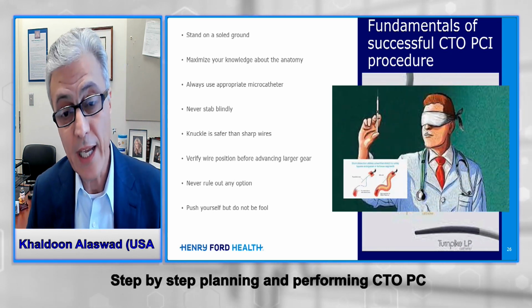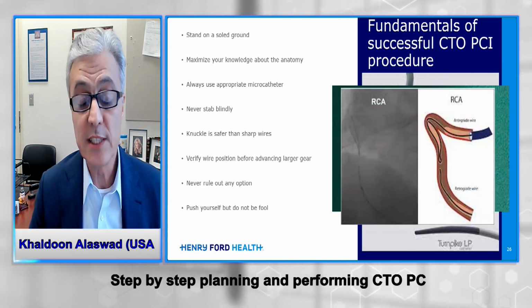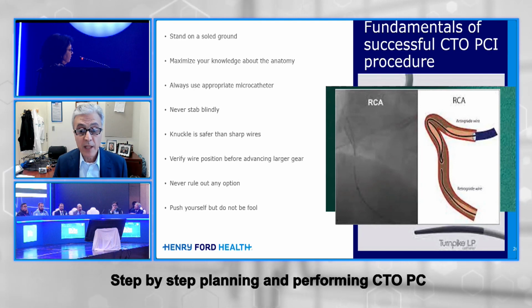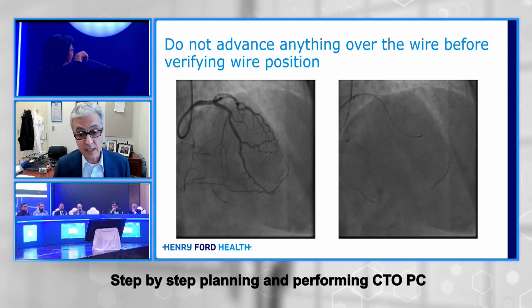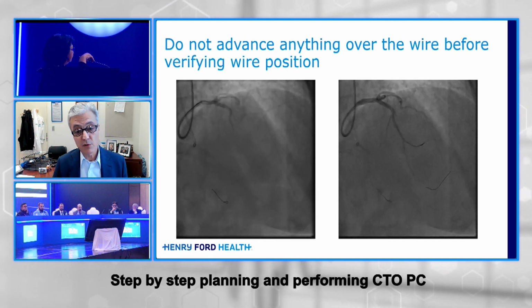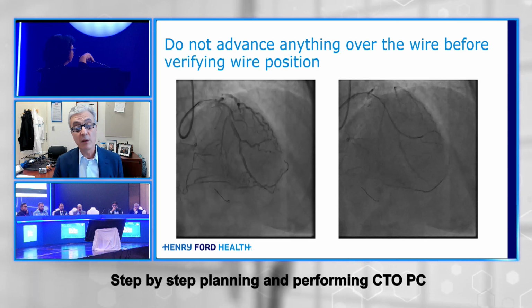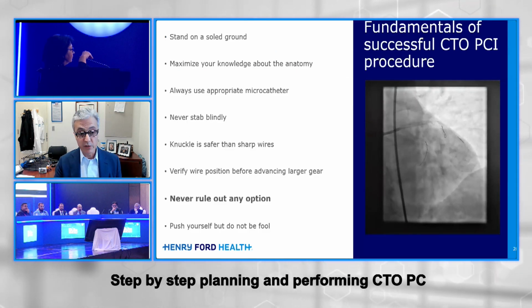If you do not know the anatomy, do not go with a pokey wire. The knuckle is always safe to go around, and I will show you a picture why the knuckle is safe. Verify wire position before you advance anything. So this wire went retrograde through epicardial collaterals, you inject and you see the wire going into the PD. Then you advance a microcatheter or a balloon or whatever.